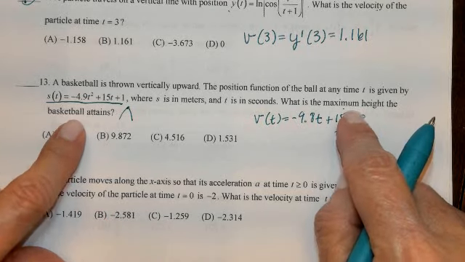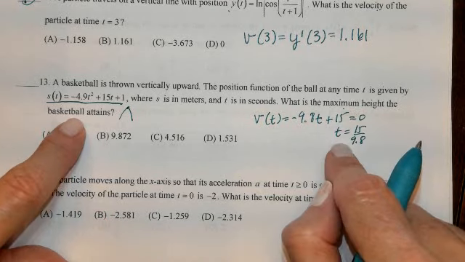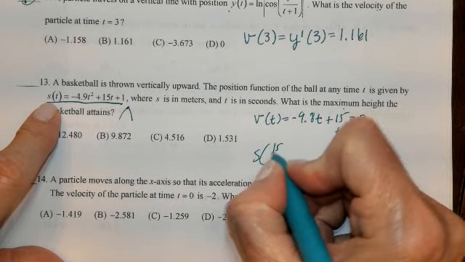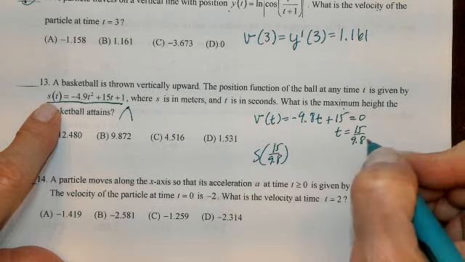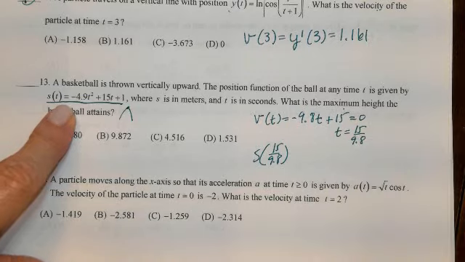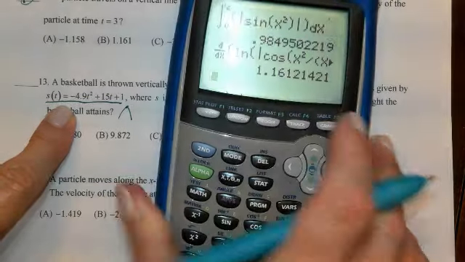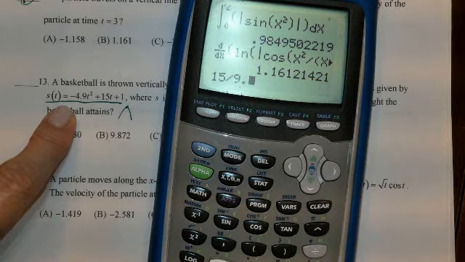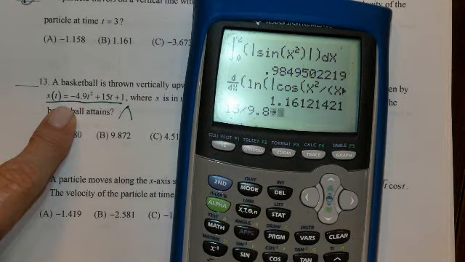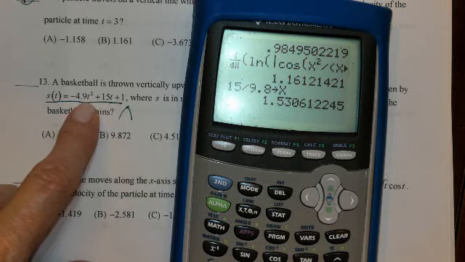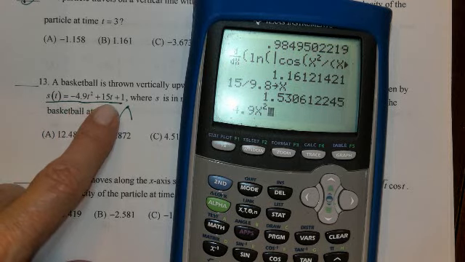They're asking for the maximum height, not the time, right? So we need to take that and plug it in for t in the s function here. So the way I'm going to do that, 15 over 9.8. So 15 divided by 9.8, I'm going to store that in for x, and then just type in this equation with x's instead of t's. So negative 4.9x squared plus 15x plus 1.